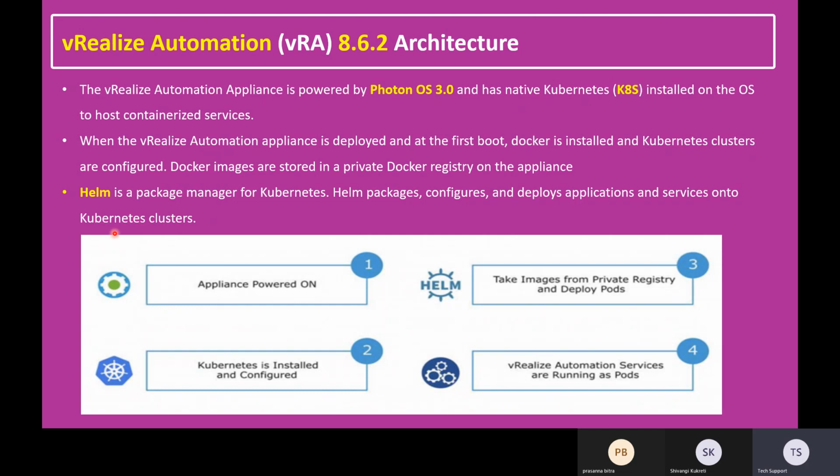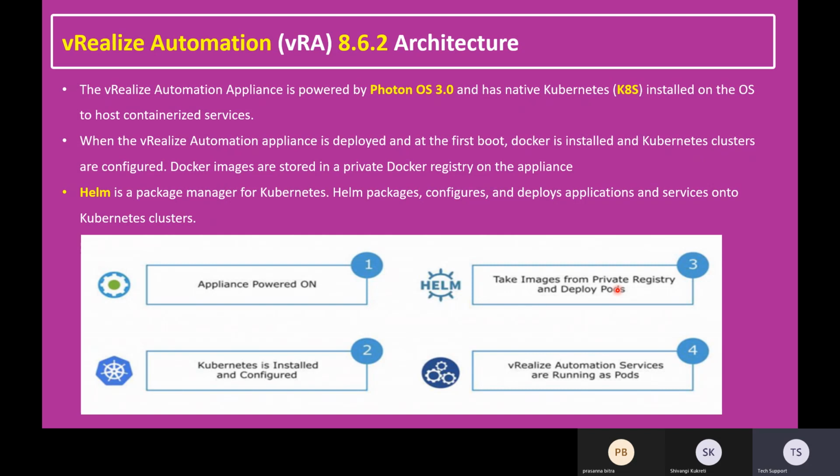Okay, so the same points are in the diagram also. When we power on the vRA appliance, the second step is that Kubernetes is installed and configured automatically, and Helm is the Kubernetes package manager. This package manager pulls from the private registry and deploys the pods. Pods means all our vRA services run as pods only. So the complete automation is simplified as one appliance. Even troubleshooting is very simple.